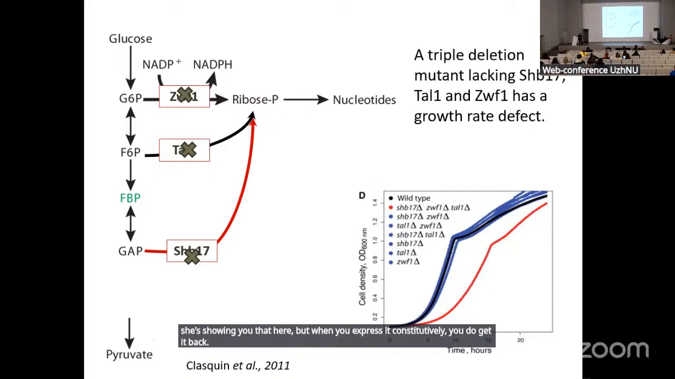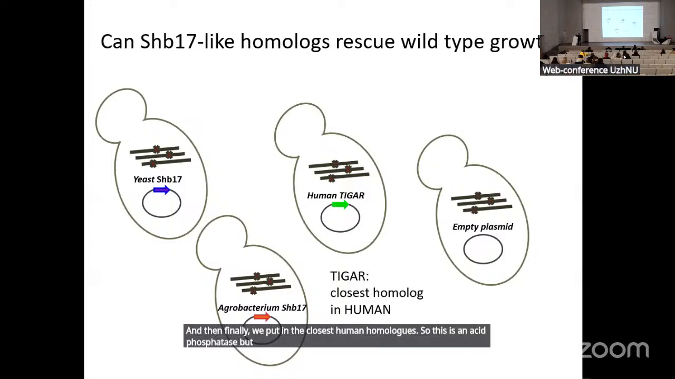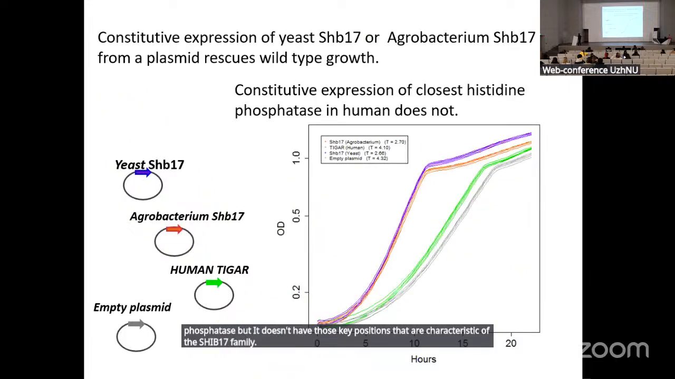So we thought, well, we can try that with the bacterial gene. So we had all 3 of these pathways to ribose knocked out in this strain. And then we're expressing either the native yeast SHIB17 from a plasmid, the empty plasmid as a control, the Agrobacterium SHIB17, and then finally, the closest human homolog. This is an acid phosphatase, but it doesn't have those key positions that are characteristic of the SHIB17 family. And here are the growth curves.